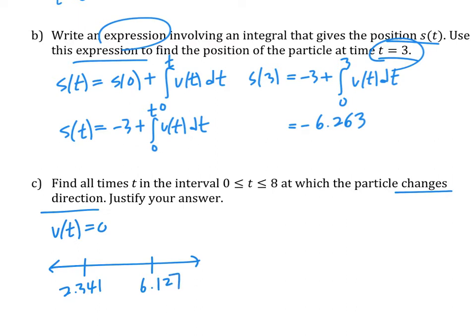Okay, from the graph, we are looking at the interval from 0 to 8. So between 0 and 2.341, that is negative. Between 2.341 and 6.127, that is positive. And then between 6.127 and 8 is negative. So it is actually changing directions at all these points that make velocity 0. So t is equal to 2.341 and 6.127.